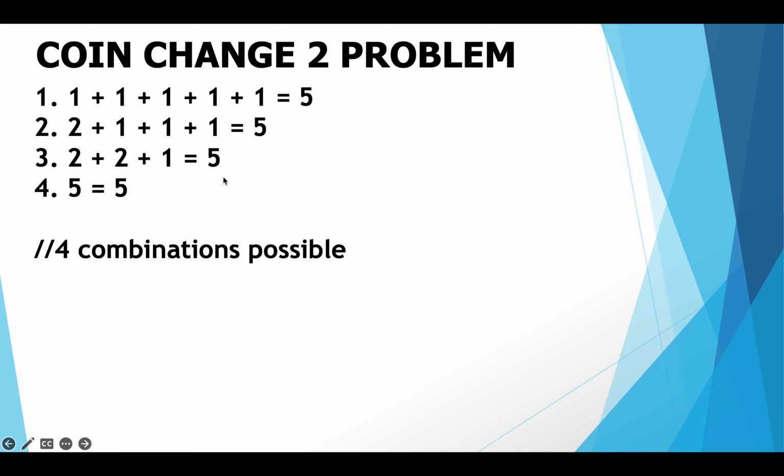In the third combination, 5 is being formed by 2 coins of denomination 2 and 1 coin of denomination 1, and in the final and the fourth combination, 5 is being formed by using a single coin of denomination 5. Thus there are 4 combinations possible. So this number 4 is what our dynamic programming algorithm must find out. So let's now move to discuss the dynamic programming approach using which this problem can be solved.